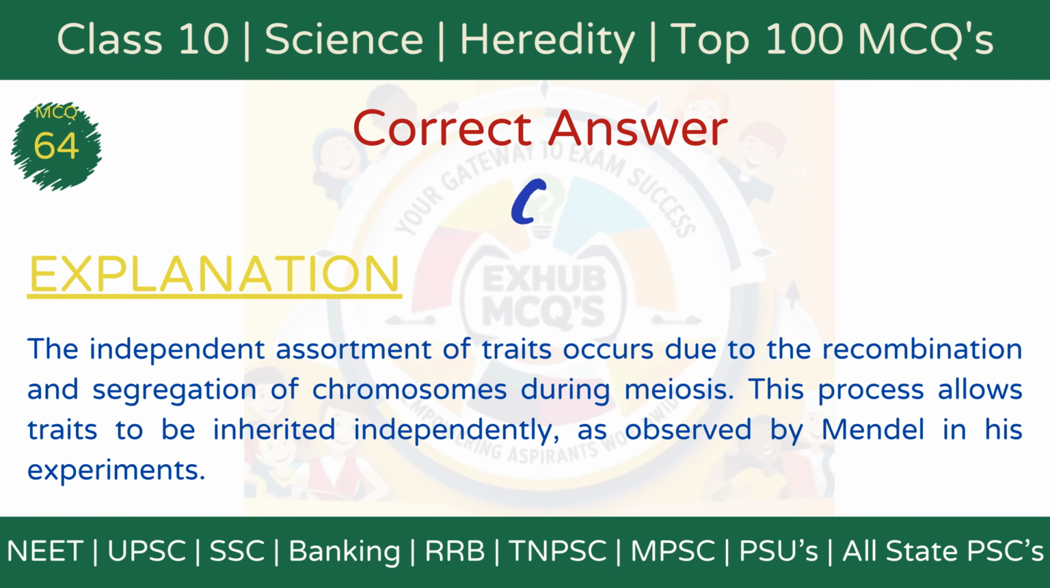The correct answer is option C, by recombination of chromosomes. Explanation. The independent assortment of traits occurs due to the recombination and segregation of chromosomes during meiosis. This process allows traits to be inherited independently, as observed by Mendel in his experiments.